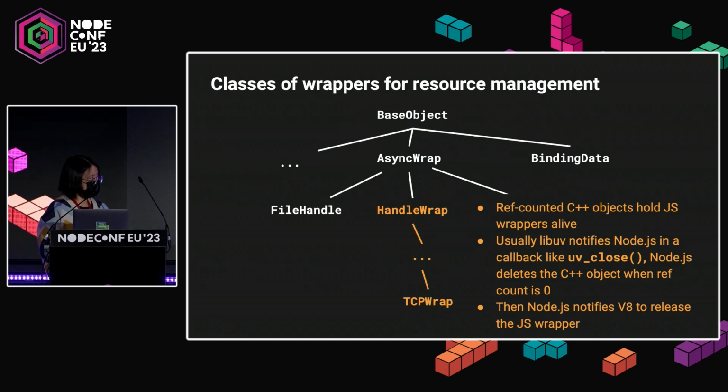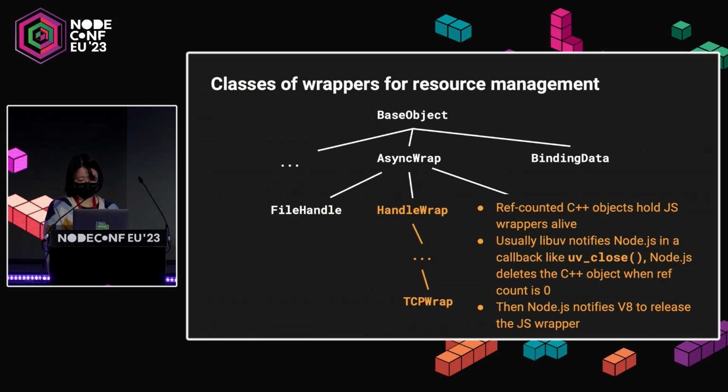So now we've talked about code invocations. Let's take a look at the memory. In Node, most JavaScript and C++ memory interfacing is done through wrappers that inherit from the base object class. Then we have many different subclasses of base object with different kinds of life cycles. For example, one of the most important classes is handle wrap, whose JavaScript wrappers are held alive by C++ objects. And then the C++ objects are reference counted, usually to release the resources.